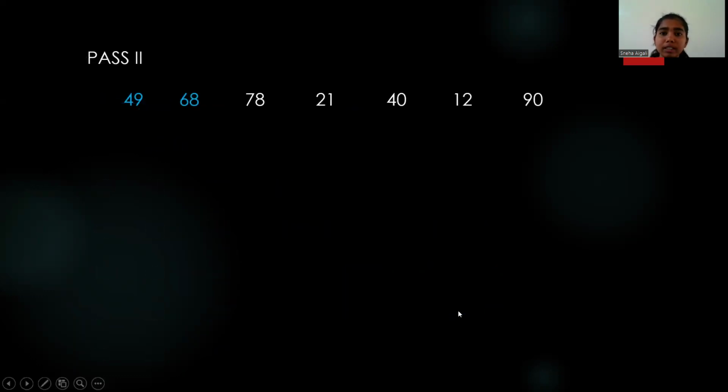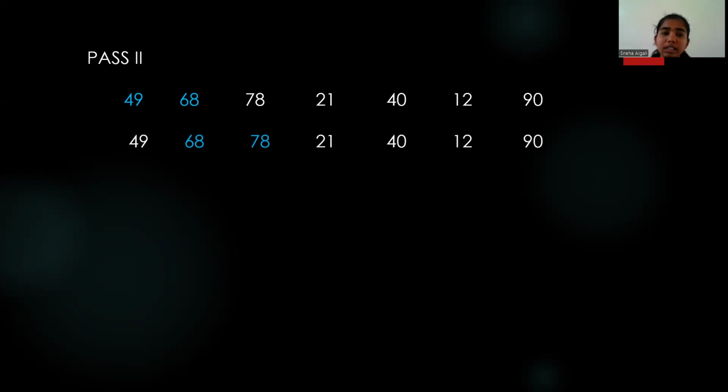Now I becomes 1. That is, previously I was 0 and now I becomes 1. And now initially J will be 0. Then again the first two elements are compared. That is A of J and A of J plus 1, that is, A of 0 and A of 1 are compared. Now 49 is less than 68, so there is no need for the swapping procedure.